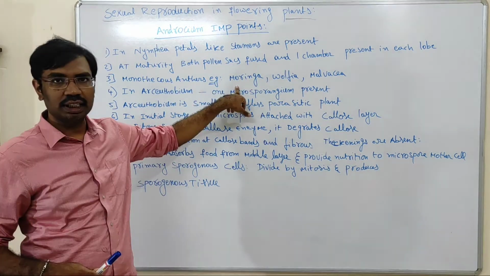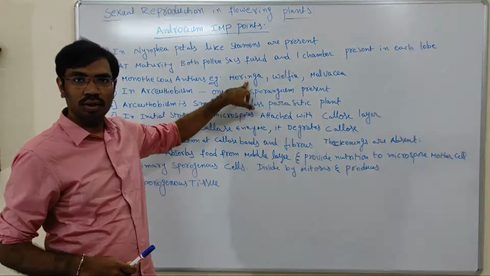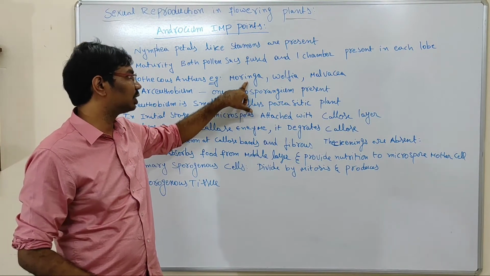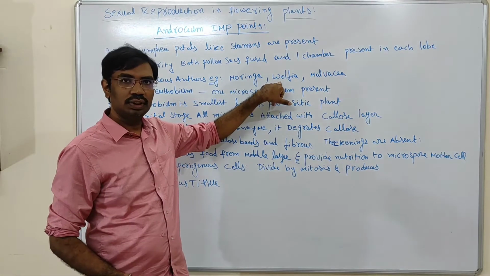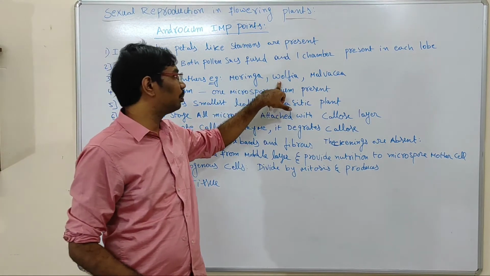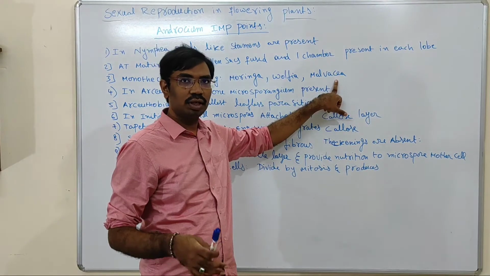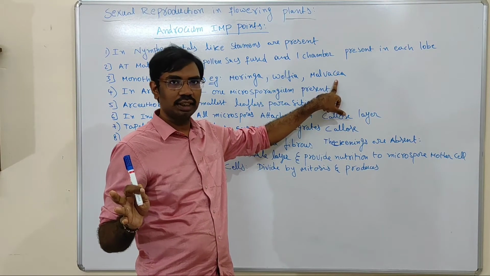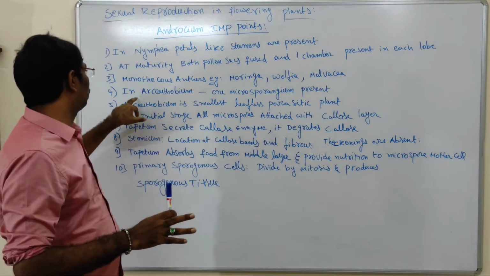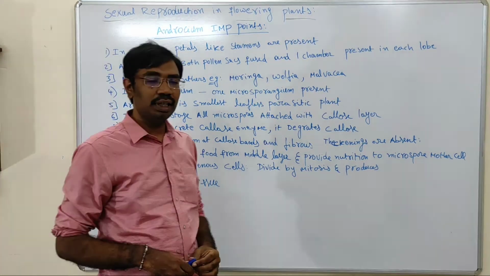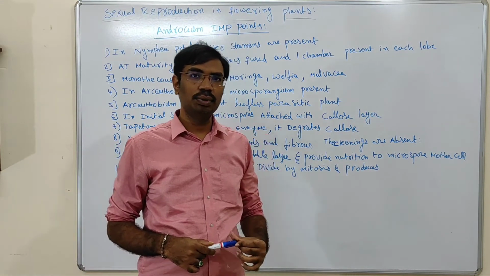Examples of monothecous anthers: Moringa. Do you know moringa? Moringa means drumsticks, used in sambar. Wolffia, the smallest angiosperm. Then Malvaceae also contains monothecous anthers. Then Arceuthobium, I give an example related to Arceuthobium.